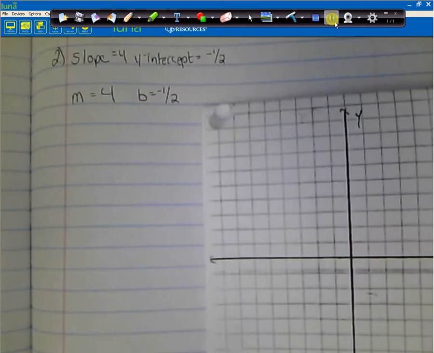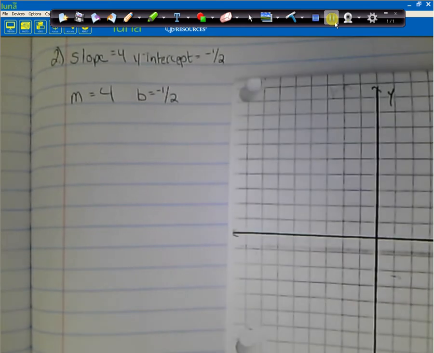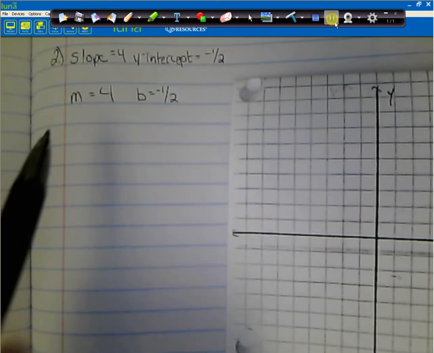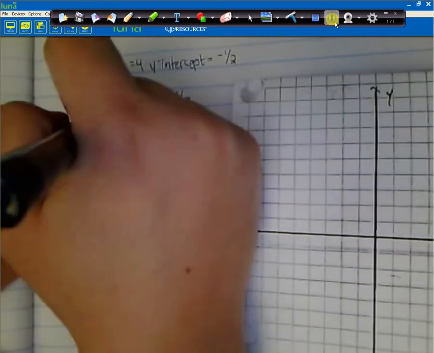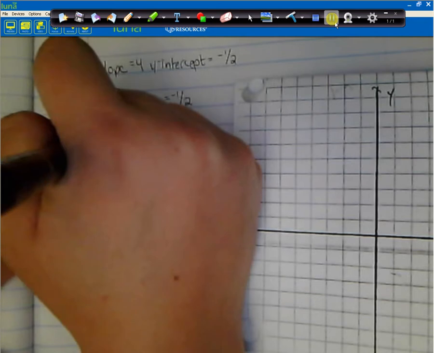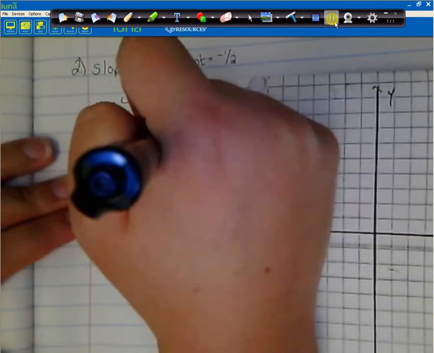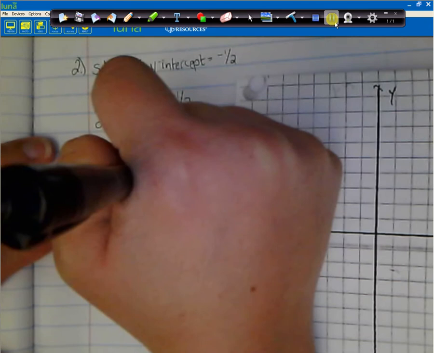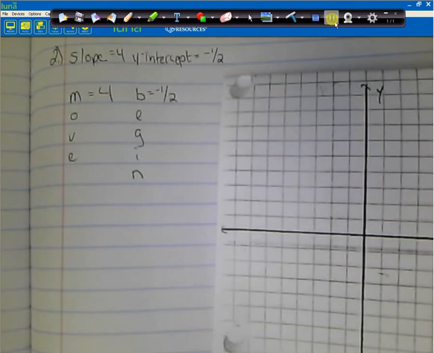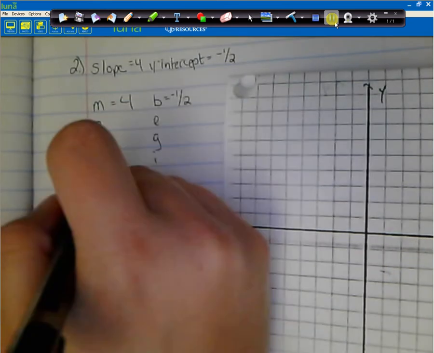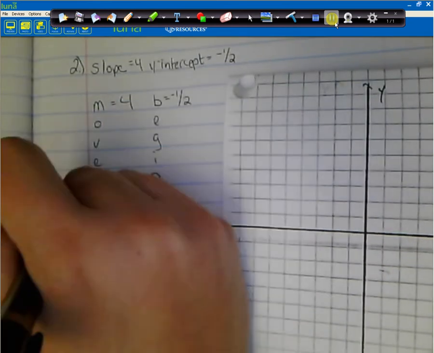Whoops, move that graph paper out of the way for you. All right, so our m is 4 because that's our slope. Our b is our y-intercept, so that's -1/2. And we can remember that the m is your move and the b is your begin. So we're going to begin at -1/2 and we're going to move with our slope. And with our slope, that's our rise over our run.